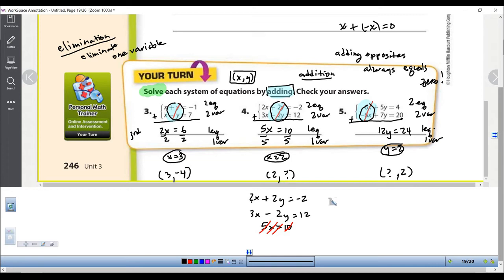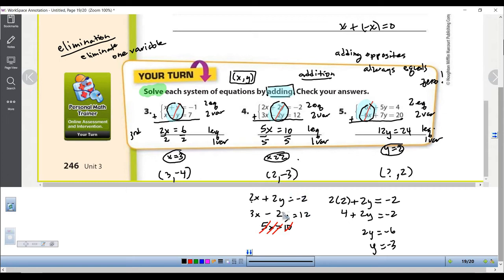Again, we know that x is equal to 2, so I'm going to go 2 times 2 plus 2 times y equals negative 2. Well, 2 times 2 is 4. 4 plus 2y is negative 2. When I subtract 4 from each side, I get 2y equals negative 6, which tells me that y is equal to negative 3. So now I can go back here and replace that question mark with a negative 3.